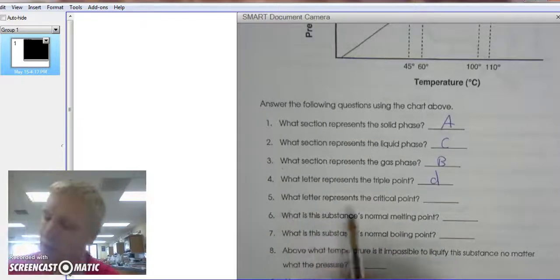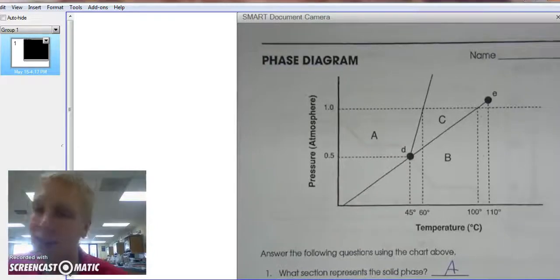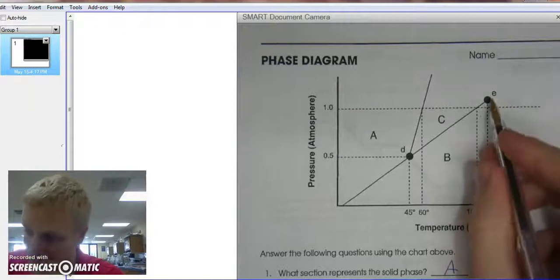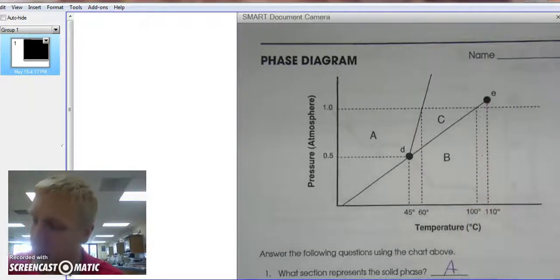Number 5, what letter represents the critical point? The critical point is when a substance has reached its max temperature that it can increase to. In this case, the critical point would be 110 degrees Celsius. It's represented by letter E.